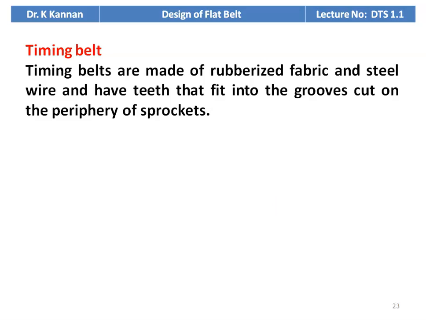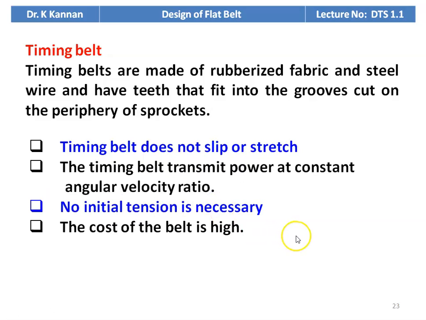And timing belts are made of rubberized fabric and steel wire and have teeth that fit into the grooves cut on the periphery of the sprocket. So this is the timing belt. It is made of rubberized fabric or steel wire. The timing belt does not slip or stretch. That is the advantage. So it is more efficient compared with the flat and the V belt, but the amount of power transmitted will be less compared with the other two types.